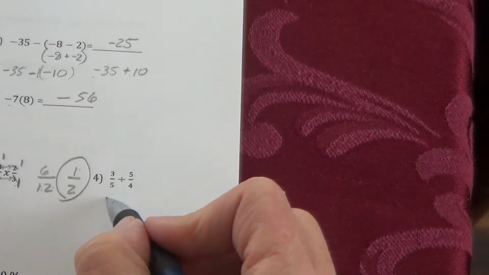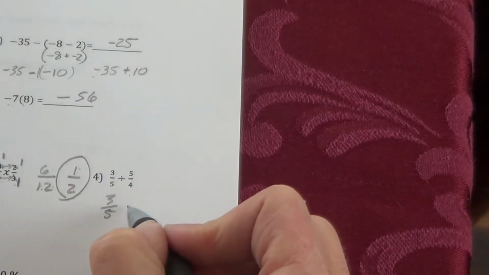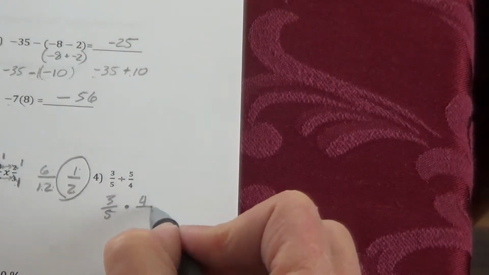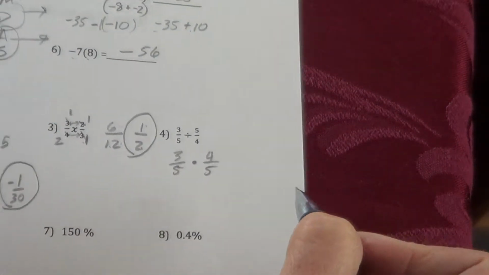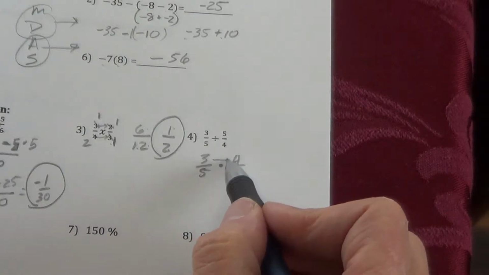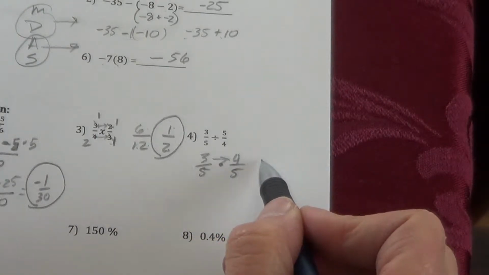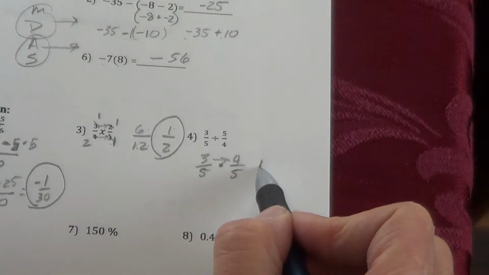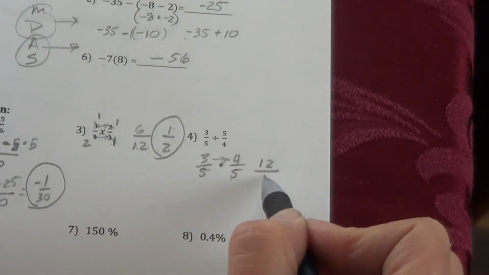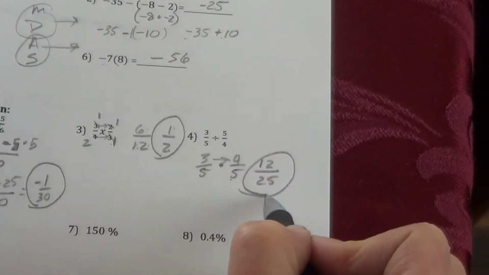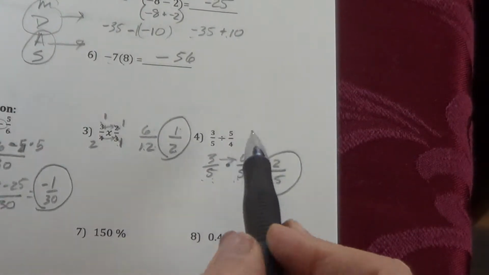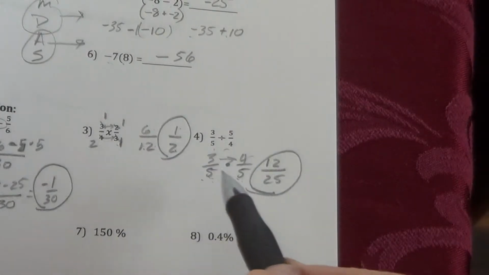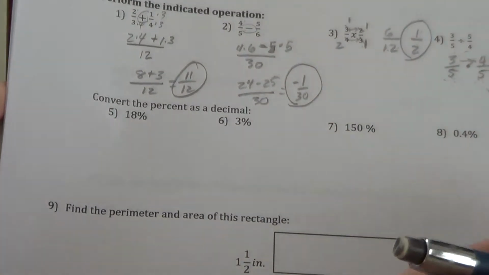Dividing, first step is skip the first, switch that to multiply, and flip the second. So we say skip, flip, and multiply. Okay? So now we multiply straight. 3 times 4 is 12. 5 times 5 is 25. Now, some of you might say, couldn't we cancel the 5s? Couldn't we reduce? No, you can only reduce when it's top to bottom. So that prevents us from reducing there.